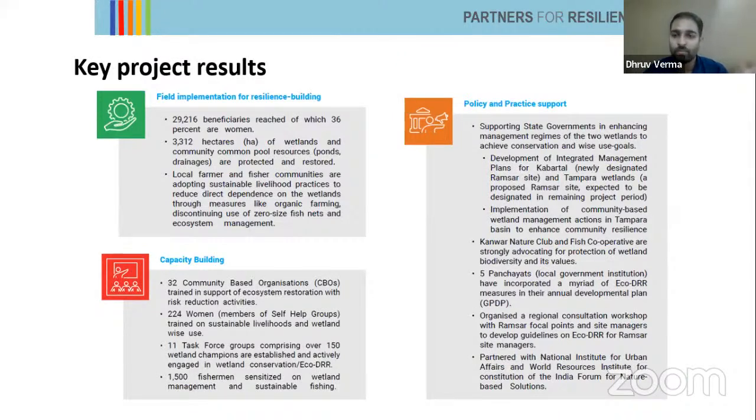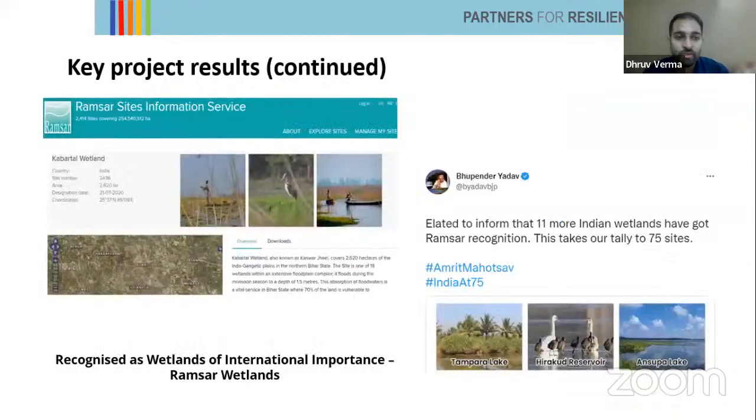Now, talking about the policy support, we worked with national and state government agencies, who are into knowledge development and dissemination, or who are into regulating things. So with them, we developed several management plans, guidance documents, workshops, and so on. Next slide, please. So, sharing a few highlights.